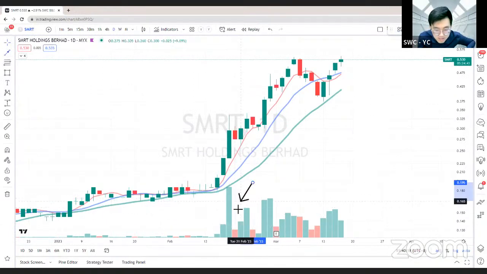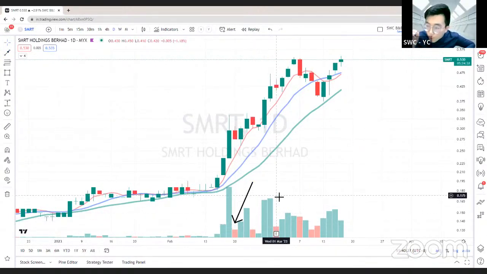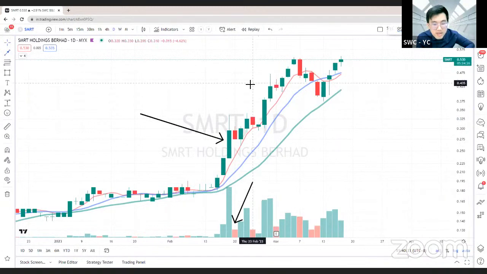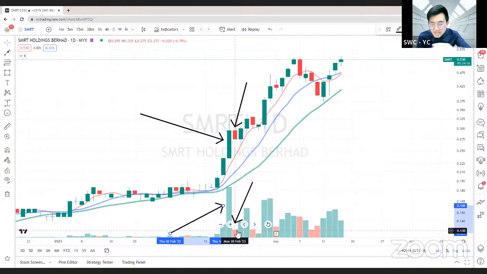This part, when it retraces, during a healthy retracement, bear in mind, just something I said, the volume must obviously be low. You can see this part is the up, this part is the down. Okay, you can see here, the green bar is very huge, then the retracement volume bar is only little.